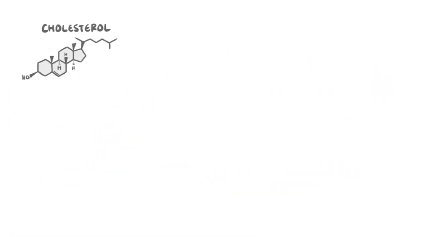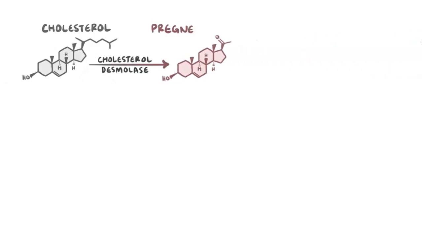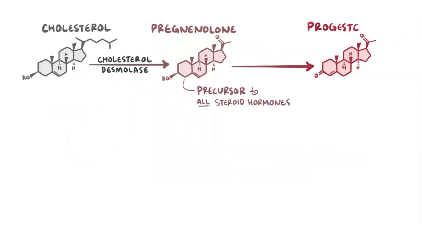Now, the first step in aldosterone production is when an enzyme called cholesterol desmolase turns cholesterol into pregnenolone. Pregnenolone is the precursor to all of the adrenal cortex hormones, sometimes called the steroid hormones. Next, pregnenolone is turned into progesterone by the enzyme 3-beta-hydroxysteroid dehydrogenase.